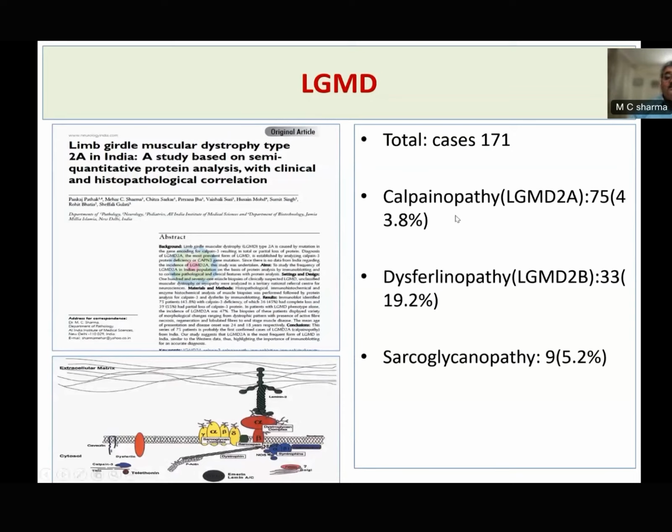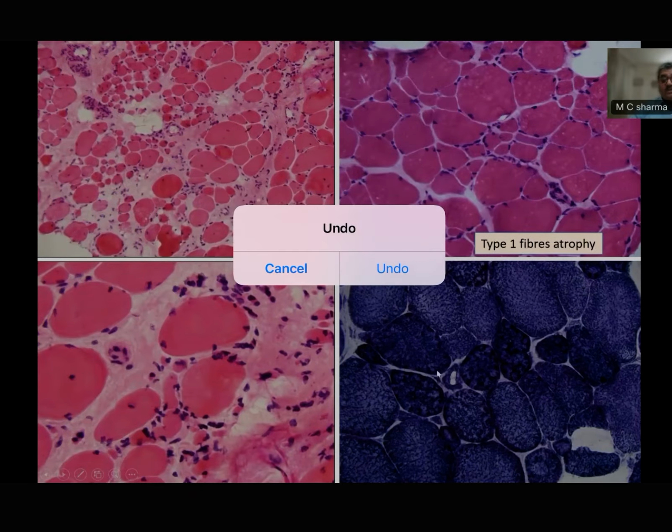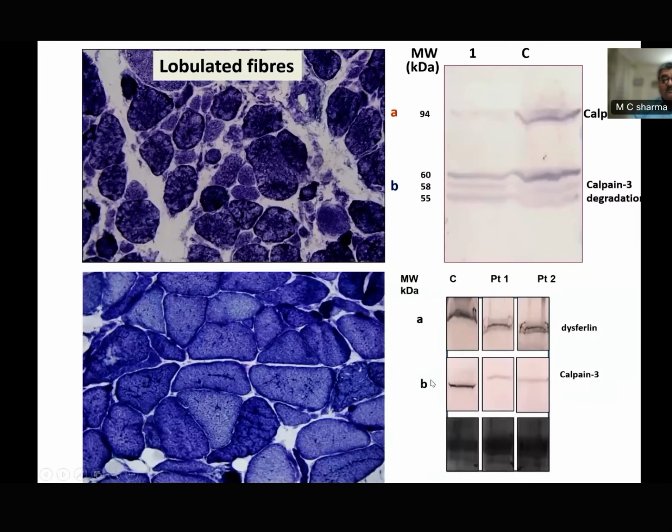We did a study: calpainopathy is the most common, followed by dysferlinopathy and sarcoglycanopathy. As in other countries, calpainopathy is the most common, and one of its features is that some of the fibers are smaller, with muscular dystrophy and fibrosis. These are some of the moth-eaten fibers, what we call lobulated fibers. They are very classical, but they can be seen in muscular dystrophy. One can do the immunoblot, where it is absent, and one can demonstrate it.